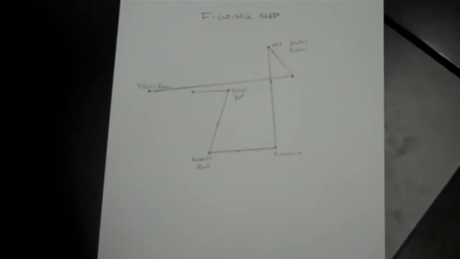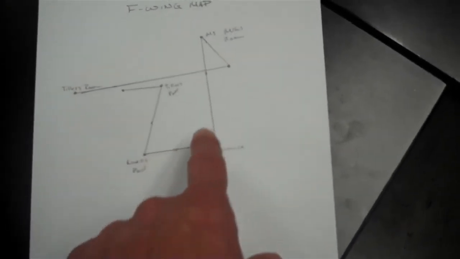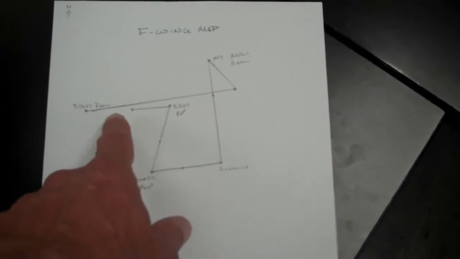Okay, let's take a look at one of the maps. Here we go. F-wing. Not bad. Got the little bank of lockers over here. Here's the square around the LMC. Back to my classroom.